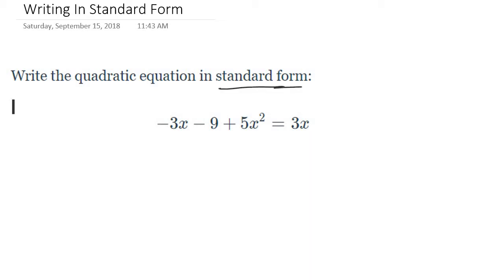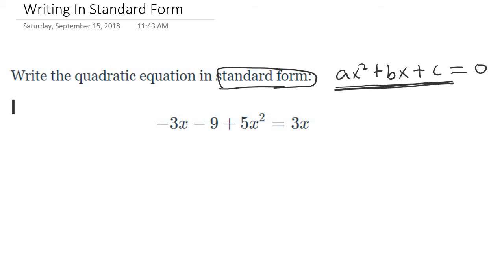Okay, so standard form. The standard form looks like this: ax squared plus bx plus c equals 0. There's a 0 on the right side and all the other terms on the left side. The first term has the x squared, the second term has bx, and the third term is just a constant number. If you look at this right now, there's an x on the right side. We don't want that. We want a 0.